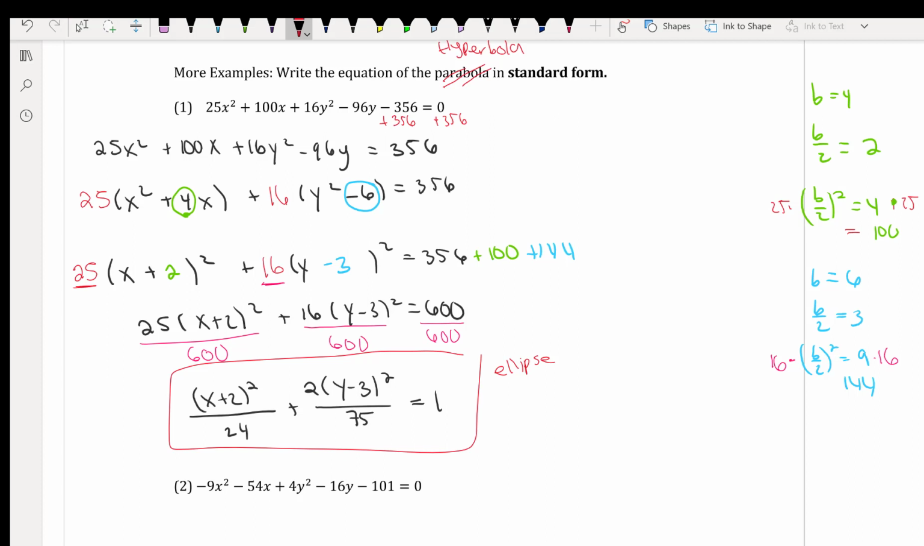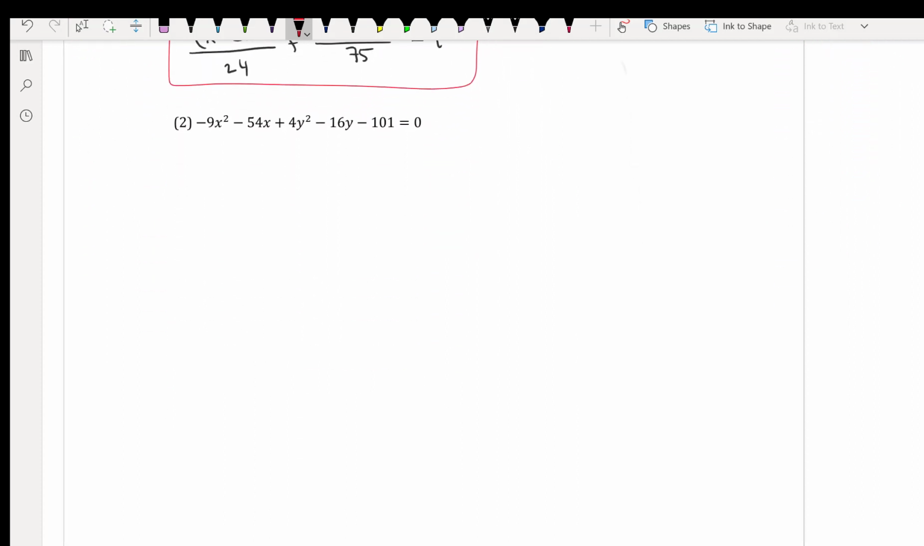I just know that the hyperbola has a subtraction, and this is not a parabola because both the x and the y are squared, which is kind of going to be tying into section 12.3, but we're not quite there yet. So maybe number 2 is going to be a better example.